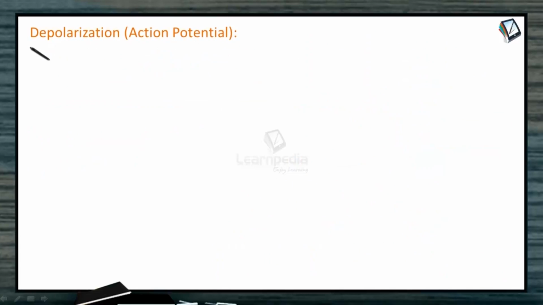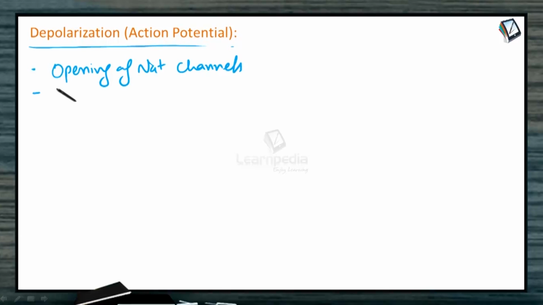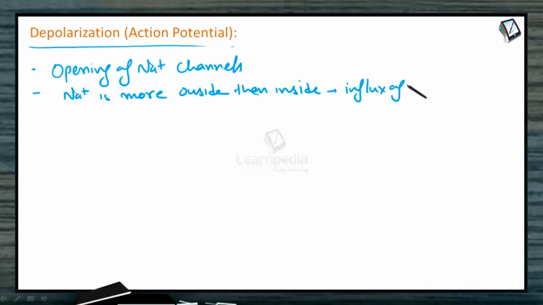Well, we just discussed briefly how depolarization occurs. Now we write a few points about depolarization. Whenever a stimulus strikes the exolemma, the exolemma gets excited, and that results in opening of sodium channels. And we know that concentration of sodium is more outside than inside. So there will be influx of sodium according to concentration gradient. Potassium channels are closed, means potassium will not be allowed to go out. So simply it means only influx of sodium is going on.